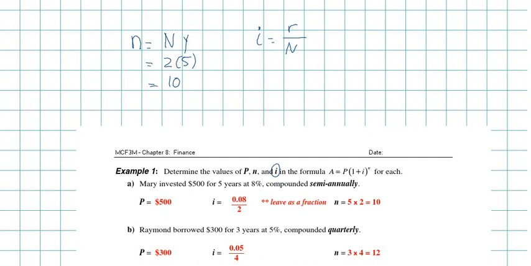And then what would I be? 0.05 over 4, because quarterly is 4.